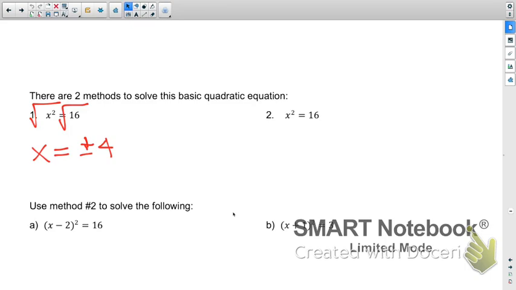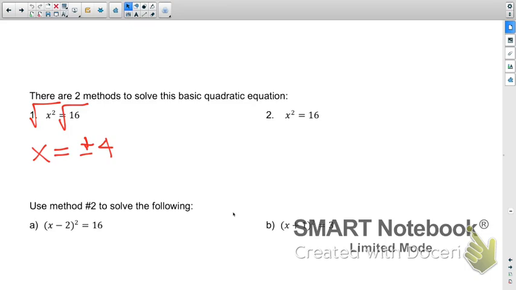This is the place in this test and the quiz over this solving that you will lose half of every question that involves a plus or minus if you forget it, because you're losing half your answers. This is a very simple question, but if you only say it's 4, you're missing half of it. So make sure that you get the plus or minus in your head for the square roots.